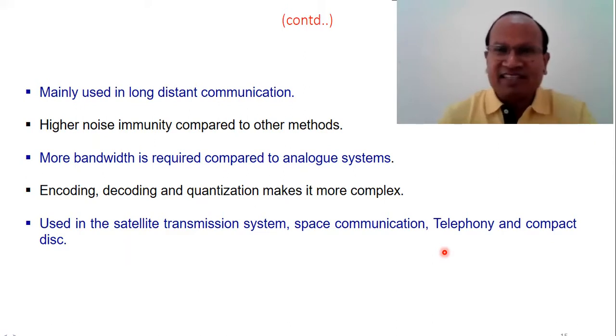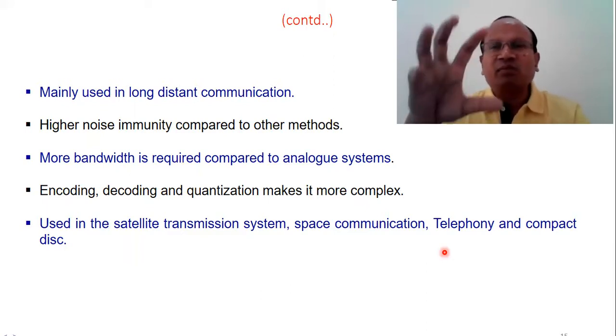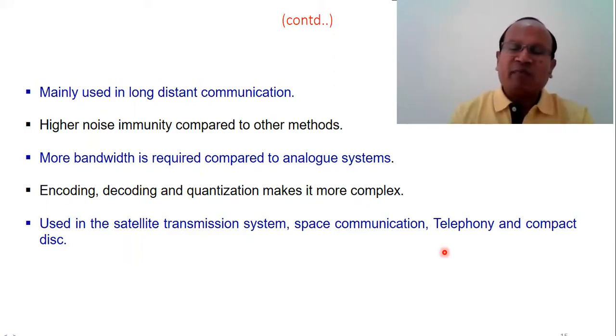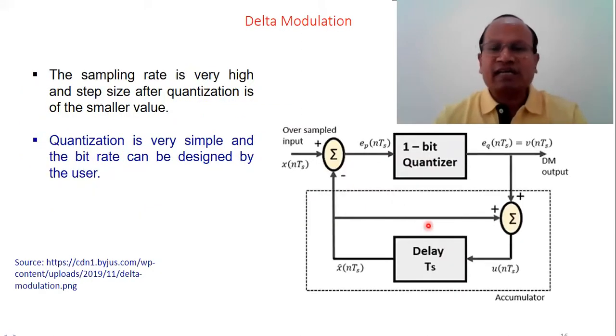What type of encoding scheme, what type of method has been used there? PCM. So PCM has facilitated the encoding of those data into the form of bits or bytes in the compact disc using a method called PCM. The next method is delta modulation, DM.